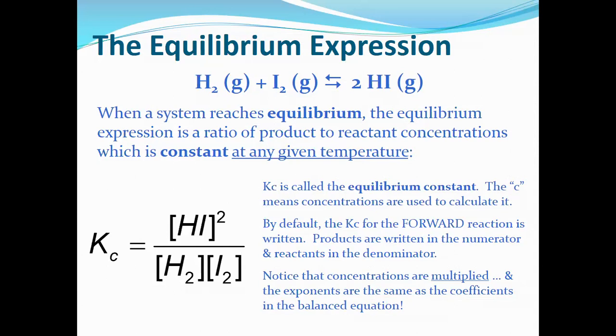So the traditional way to write a Kc expression is to put the product concentrations on the top, the reactant concentrations on the bottom, take the coefficients from the balanced equation and use them as the exponents in the expression. And when there's more than one concentration, to multiply them together in the expression. All right, so I hope that's clear. We're going to look at some examples in just a moment. All right, we're going to be using this Kc expression on the next slide.